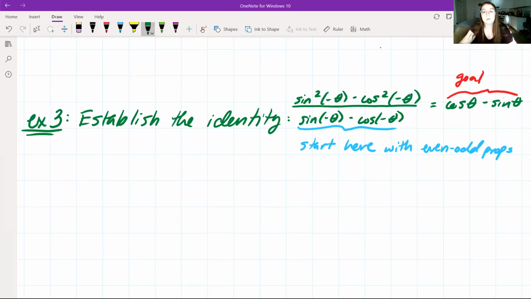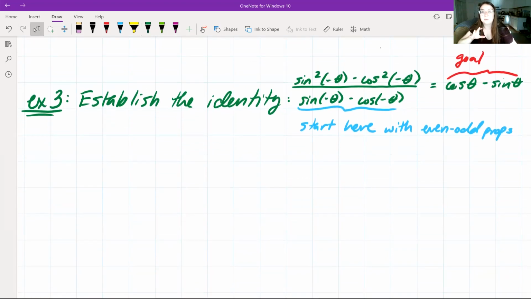If we go ahead and use our even and odd properties, we can try to simplify these so at least we're not working with negative thetas. If we want to start by using even odd properties, it's important to notice that something like sine squared of negative theta is the same as sine of negative theta, squared. So this is going to help us use our even odd property.